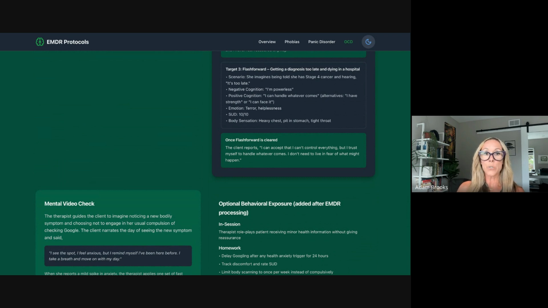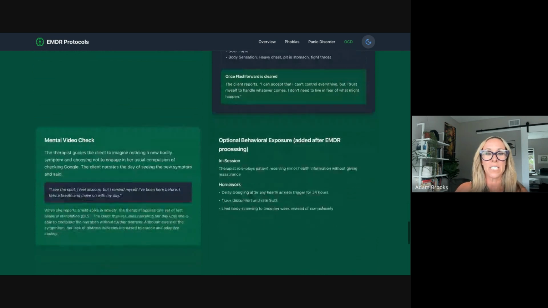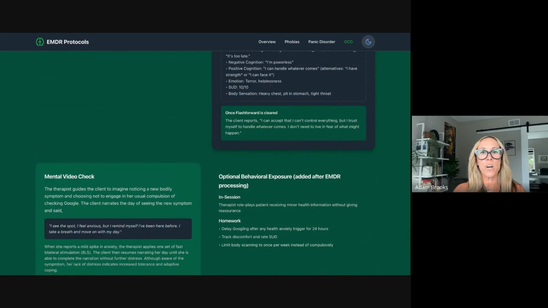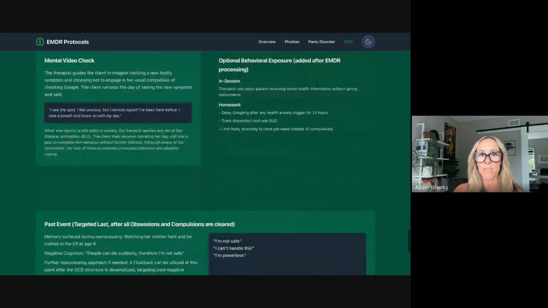That is a 10. Usually flash forwards are a 10 because it's their worst fear, right? So don't get scared if that's the case. And then the body sensation is heavy chest, pit in the stomach, tight throat. Once the flash forward is cleared, the client reported, I can accept that I can't control everything, but I trust myself to handle whatever comes. I don't need to live in fear of what might happen. So wonderful. So then you move on to the mental video check after the flash forward.